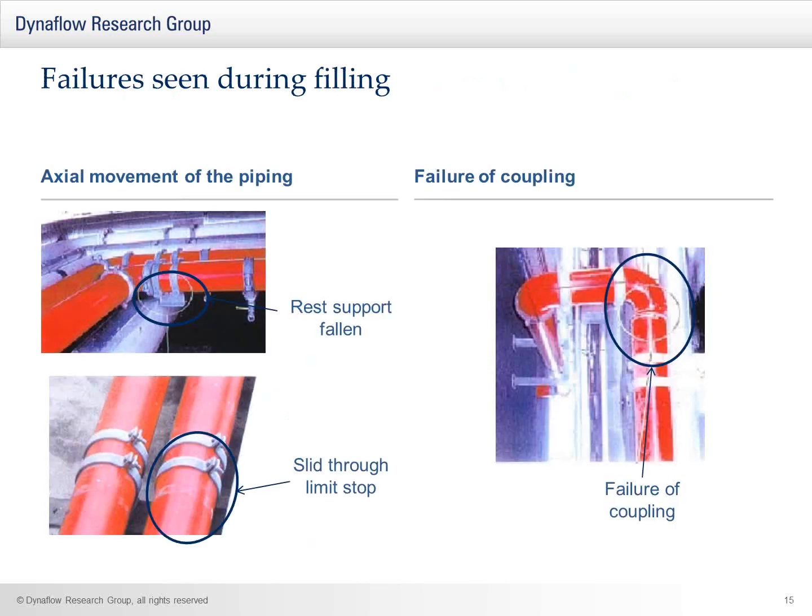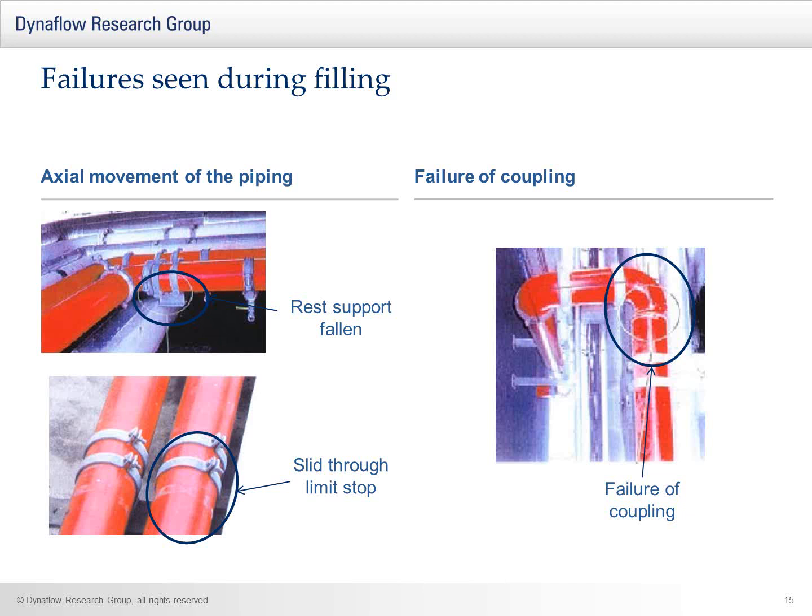And what we're going to show you here is a series of failures that occurred during this filling case. On the left-hand side, we'll see the axial movement of the piping. You see from the upper image on the left that the rest support, highlighted, has fallen from the concrete base due to a large net force in the right direction. The lower left side shows you two line stops. You see that the line stop has not moved. However, the friction between the buckle and the pipe is insufficient to restrain the piping, and the piping has moved through, as can be seen by the scratch marks which indicate the previous position of the buckle.